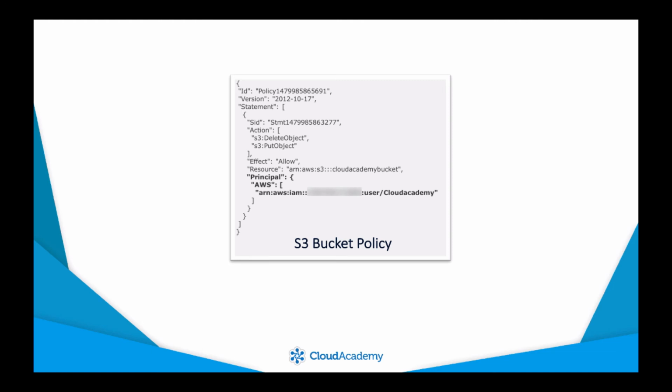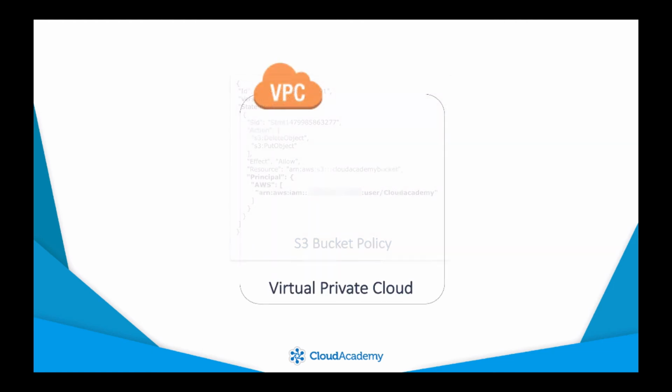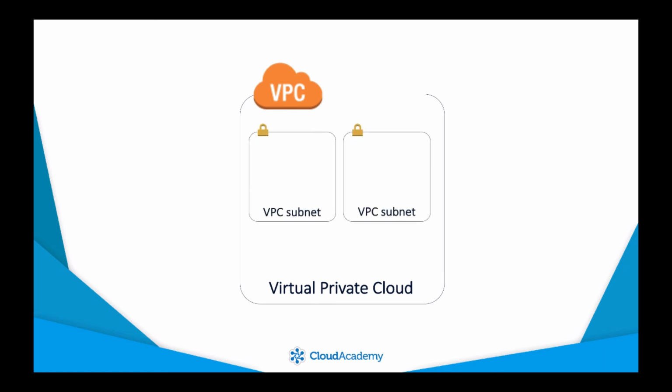This network level access control can also be used within your virtual private cloud, VPC, to authorize network traffic in and out of a particular subnet. It's managed differently and offers greater control through the use of network access control lists, or NACLs.